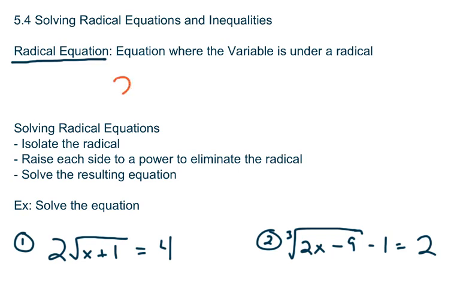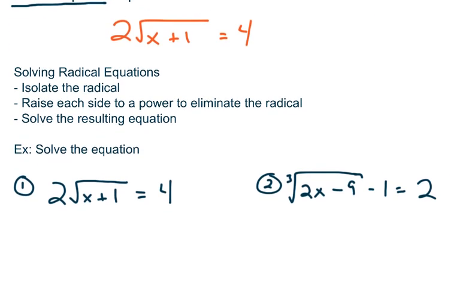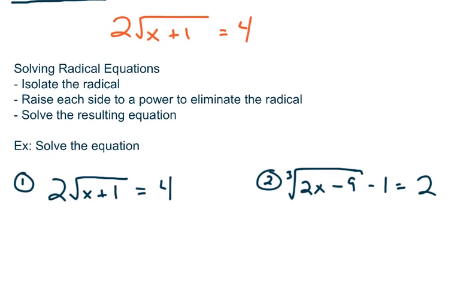An example would be something like 2 times the square root of x plus 1 is equal to 4. That would be an example of a radical equation. The steps for solving radical equations are pretty simple, actually. It's really no different than solving any other type of equation. We're just now expanding it to radicals, so square roots, cube roots, fourth roots, whatever.